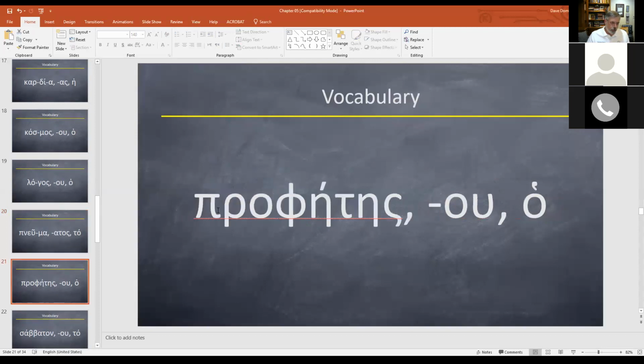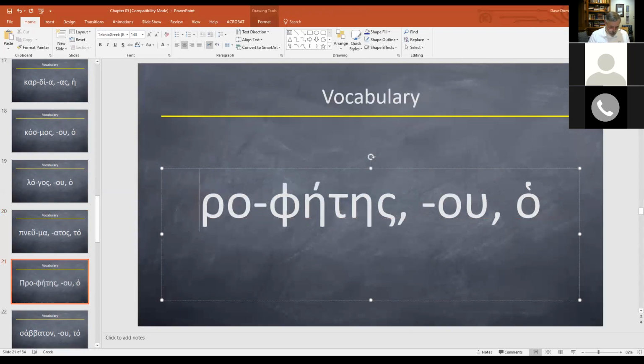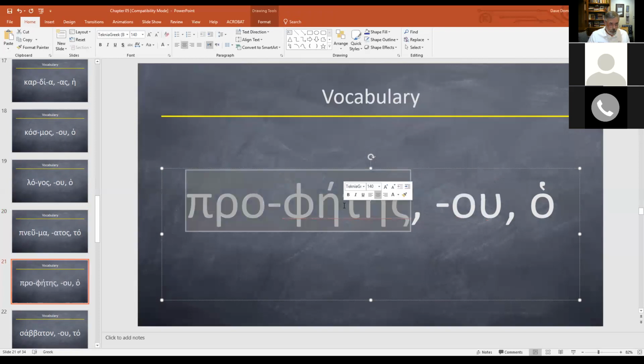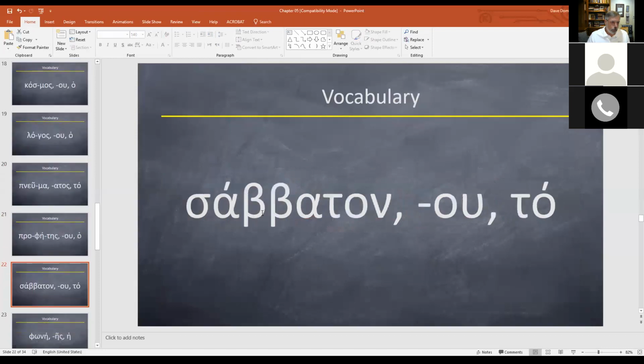Well, here's a P again, and this is pro. It's a cat. Well, every time I move, it makes it pro. There's another vowel, so we'll separate from that vowel. Prophetes. What would prophetes mean? Prophet. Very good.